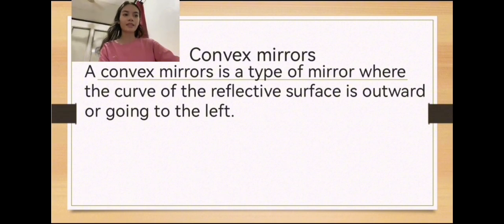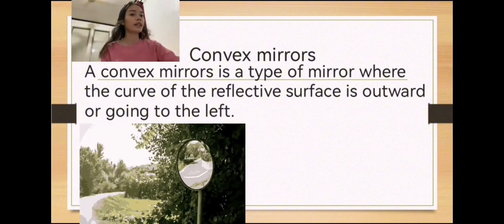Now, we will tackle convex mirrors. What is a convex mirror? A convex mirror is a type of mirror where the curve of the reflective surface is outward. An example of this is the mirror in 7-Eleven. I assume everyone has been to 7-Eleven. There is a mirror there which teenagers sometimes take pictures with.